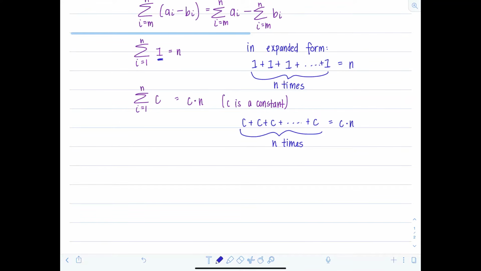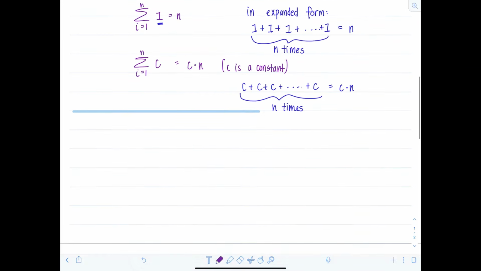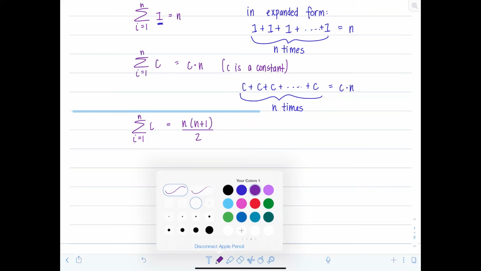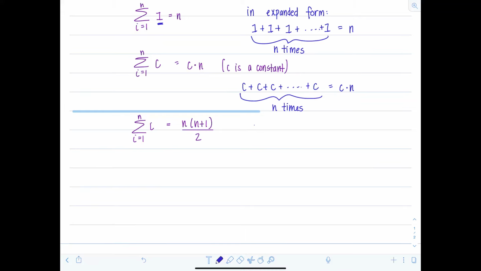All right, next one is my personal favorite. If you have the sum i equals 1 to n of i, that can be computed by taking n times n plus 1 over 2. All right, and so in expanded form, you're starting at 1, so this would be 1 plus 2 plus 3, etc. up until n. And so this gives us n times n plus 1 over 2.